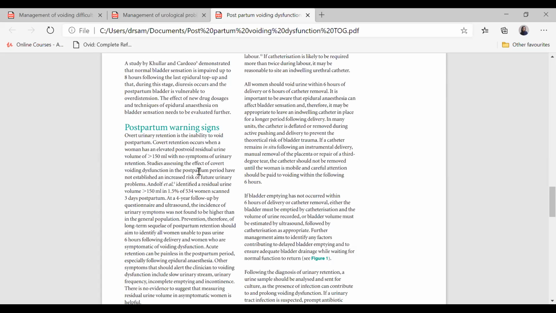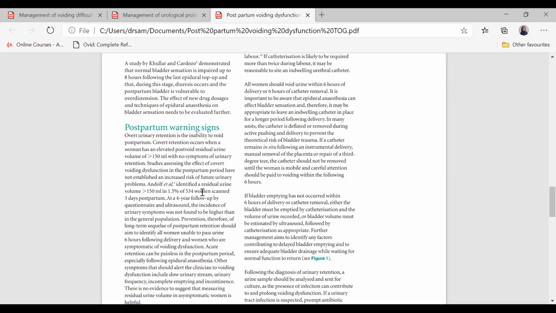Why I'm saying this: maybe this patient will not have the symptoms of urinary retention, but still she might have it. So you need to check her residual volume with the bladder scan. If it is more than 150 ml, then it means she has covert retention.